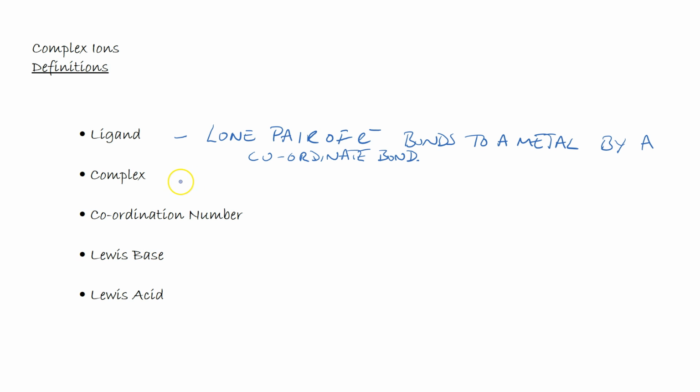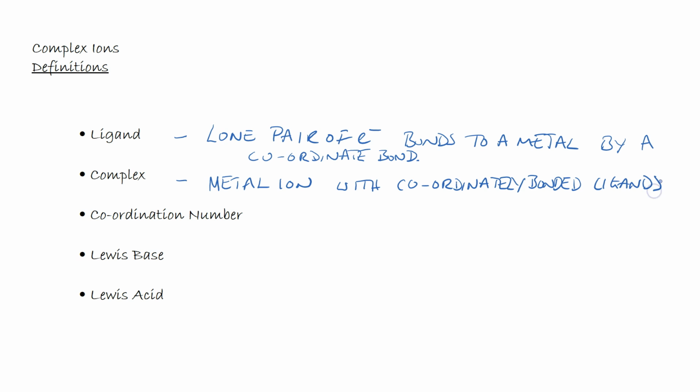A complex, or a complex ion, is a metal central ion which has got coordinately bonded ligands, and we'll see lots of those as we go through this video.